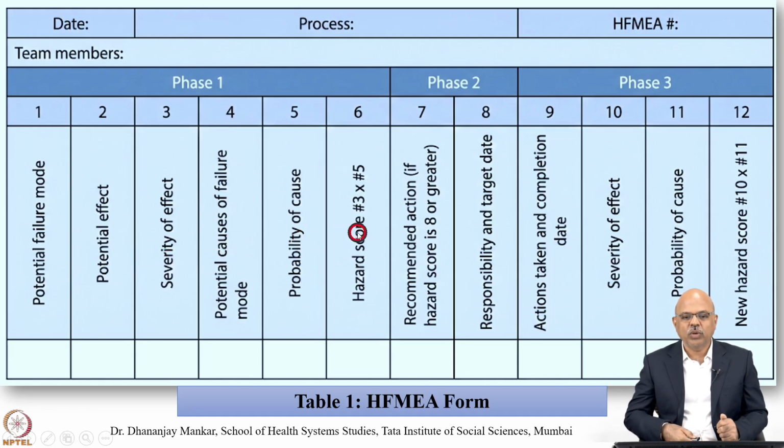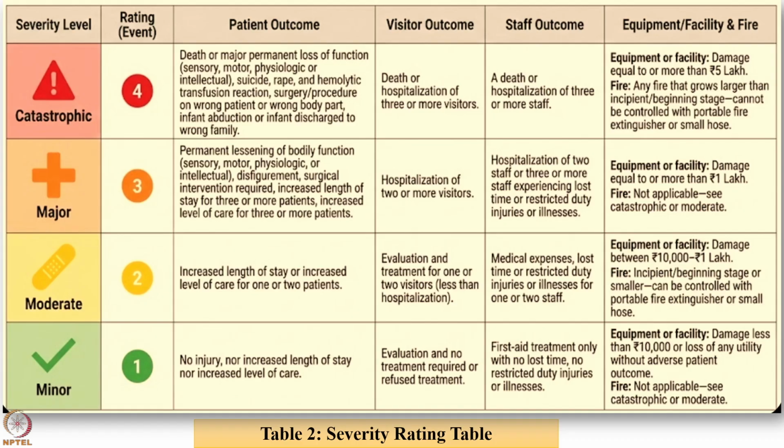Then the hazard score, and you can see the recommendation based on the hazards, and the responsibility, target action and completion date. The severity effect, probability cause and new hazard score are also given. So this form will give you an entire analysis of how the risk is taken, and the analysis will be clear over here. Now in table 2 you will get the severity rating table.